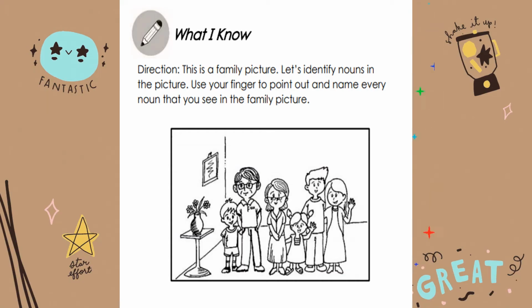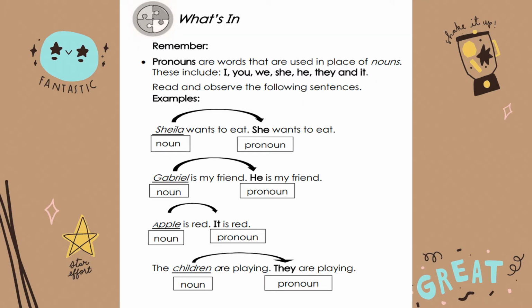For what I know, this is a family picture. Let's identify nouns in the picture. Use your finger to point out and name every noun that you see in the family picture. For what's in, remember, pronouns are words that are used in place of nouns. These include I, you, we, she, he, they, and it.